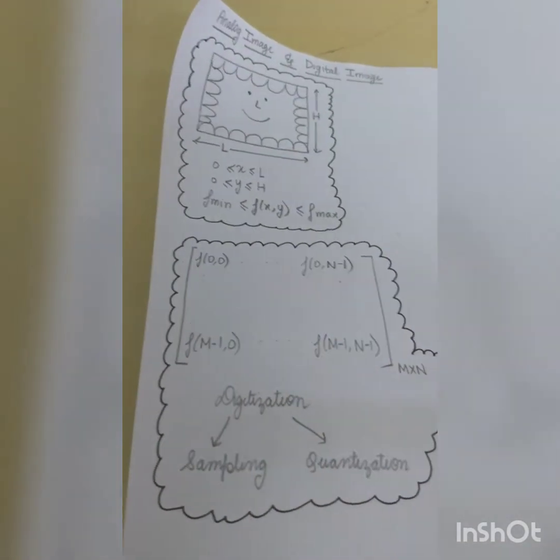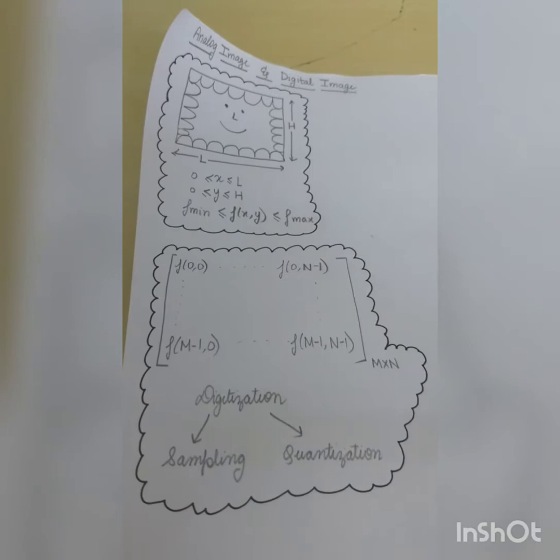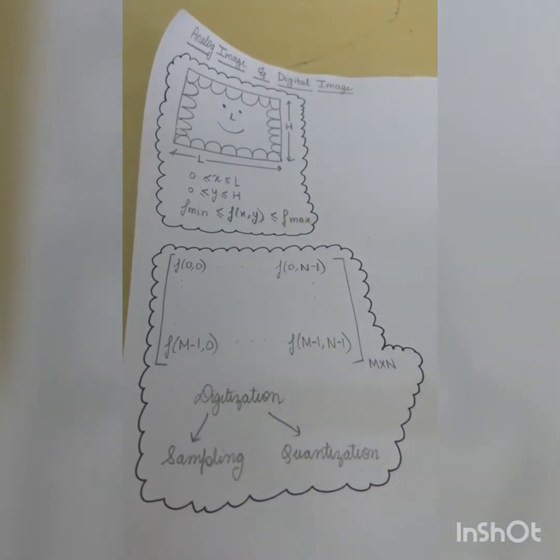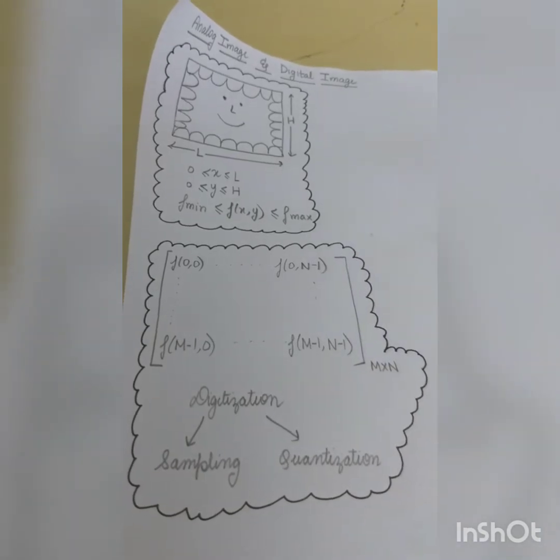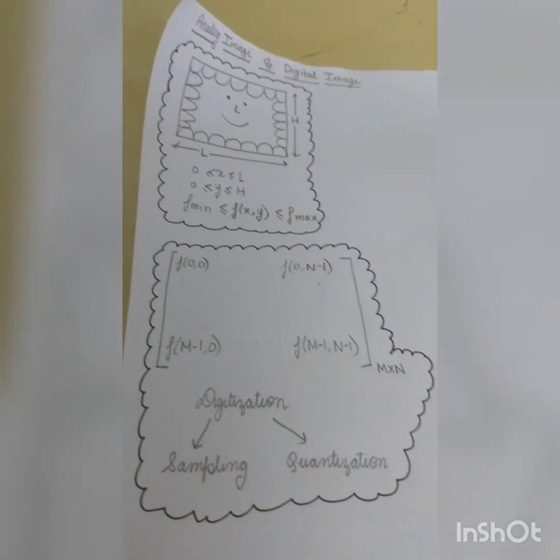So I hope with this video you are clear with the difference between analog image and digital image. Analog image is basically for viewing purposes, and digital image is basically for processing, storage, and for exchanging information easily.